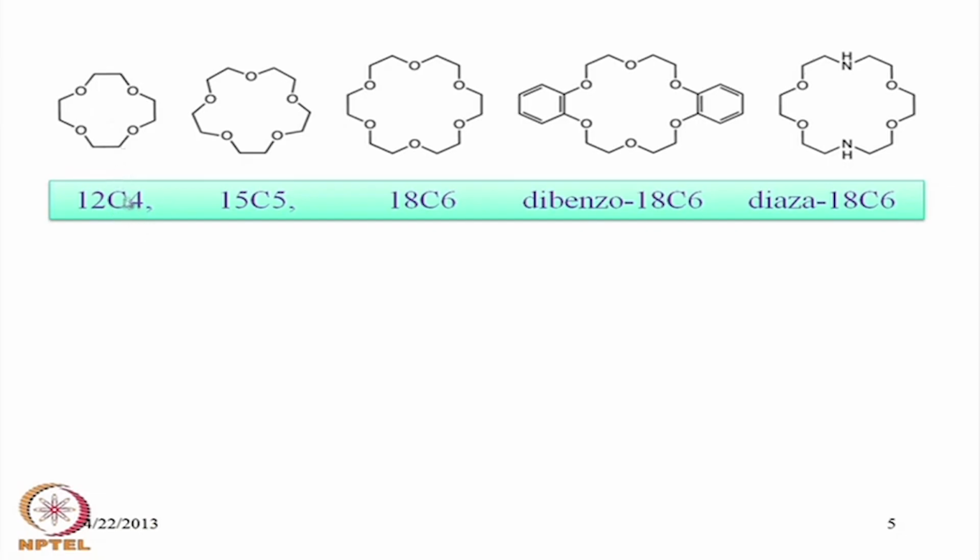So, when we have 4 oxygen atoms and the backbone is completing with 12, that means 8 carbon and 4 oxygen, so it is 12C4. Similarly, if we change to 6 oxygen, it is 18C6, and if we have 2 benzo backbone, we get dibenzo 18C6 crown ether, and if oxygen is replaced by NH, we get diaza 18C6, which is an analog of this 18C6 molecule, but 2 oxygen donor atoms of the ether are replaced by 2 aza functions of NH.